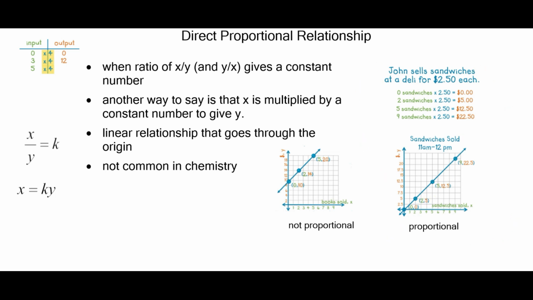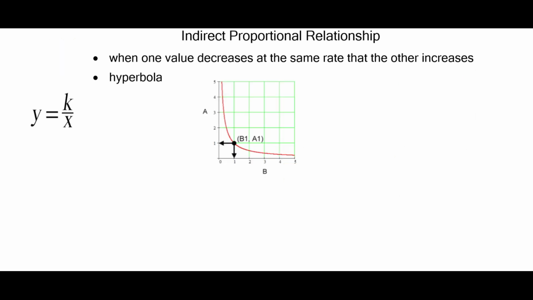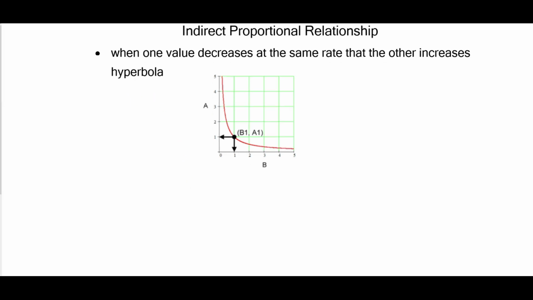It is not very common in chemistry, and remember that you do not need to put the origin in our graphs. The indirect proportional relationship is the opposite. One value decreases at the same rate the other increases. This time we take y equals that constant divided by x, and it is a hyperbola. Pause the video and try the problems on the next page.